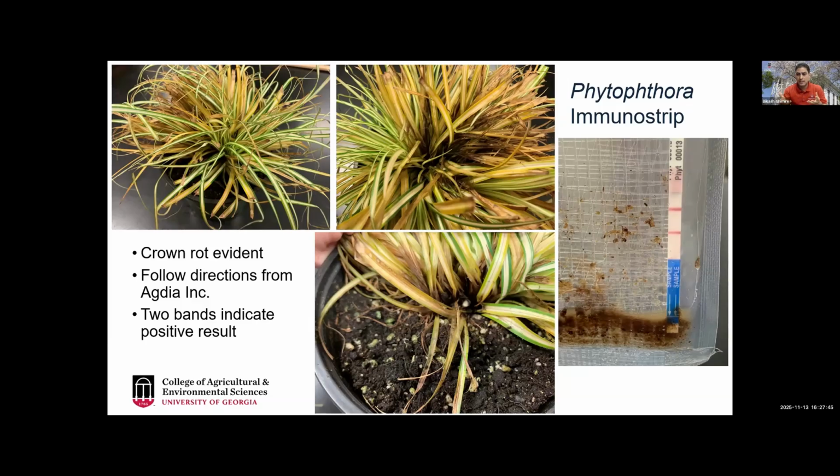5 minutes. And then if you have two bands that you can see in the figure, then it will confirm that you have Phytophthora in this case, because this immunohistochemistry is specific to Phytophthora. So that's how we test for these different diseases of the pathogens.